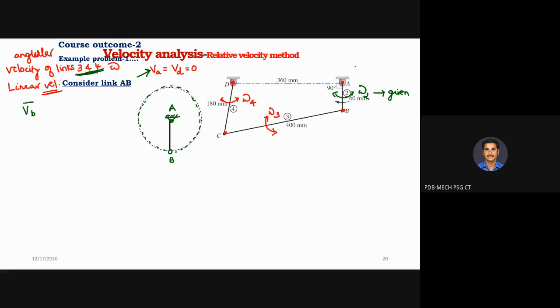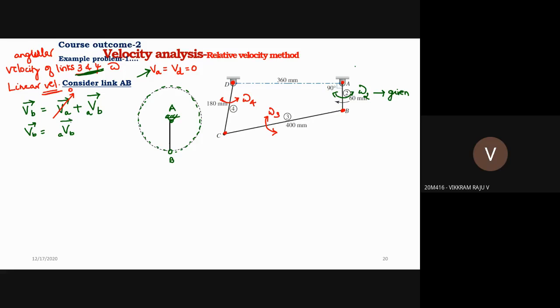Velocity of point B can be denoted like this: it is equivalent to velocity of point A plus velocity of point B with respect to A. To get velocity of point B, we need to know velocity of point A, then add velocity of point B with respect to A. So what is velocity of A? It is 0, sir, because it is a fixed point. So velocity of point B is equivalent to velocity of B with respect to A.